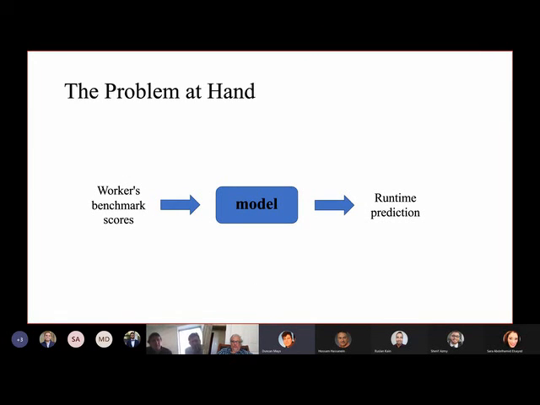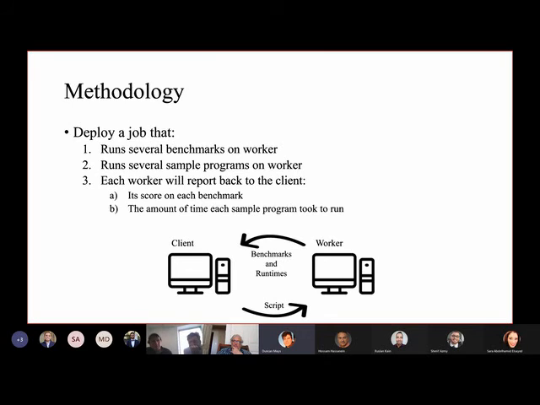And so to be very clear about the problem at hand, we want to develop a model that can operate on a worker's benchmarking scores and give a prediction of the amount of time a certain task will take if it is run on that worker. The way we're going to do this is we're going to deploy a DCP job that runs several benchmarks and sampled programs on workers, and then each worker will report back to the client its score on each benchmark as well as the amount of time it took to complete each sample program. And the client will record this and put it into a data set.